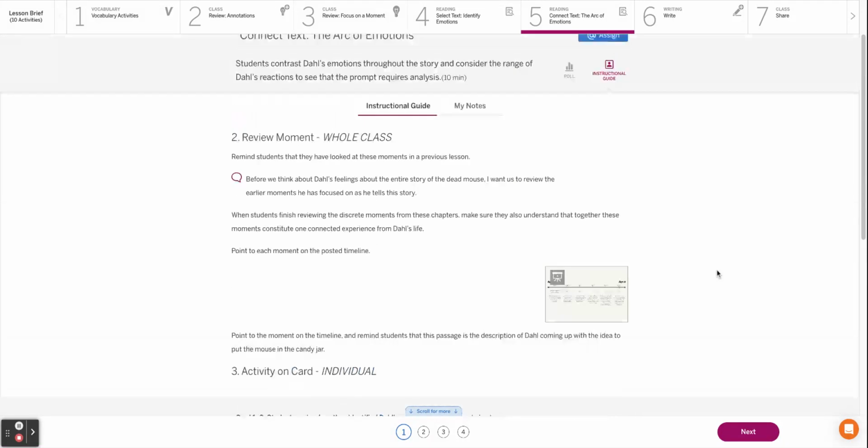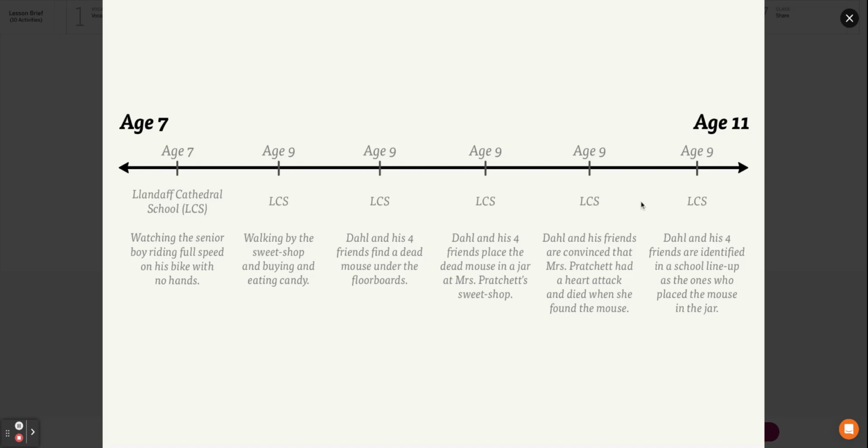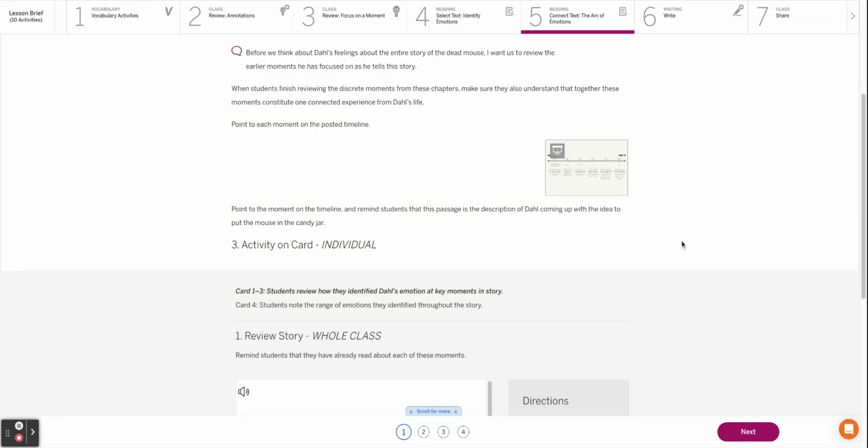Now we take a look at our timeline. What we are trying to do with this timeline is establish these events, not just in the right order, but identify their importance. So, why does Dahl feel like these are the important events that he wants to share with you, the reader?